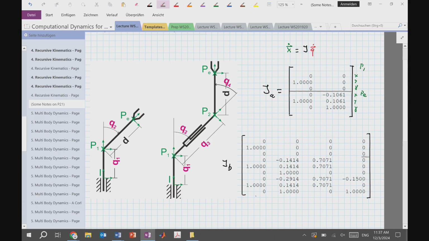And of course, that works equally well in example B, where we have here the information for 3 bodies. So the first 3 rows would be P1, then we had P2, and then it would be PE, the end effector, on that example on the right. So those are the rows.